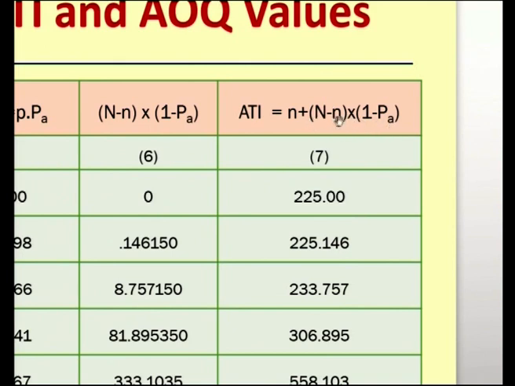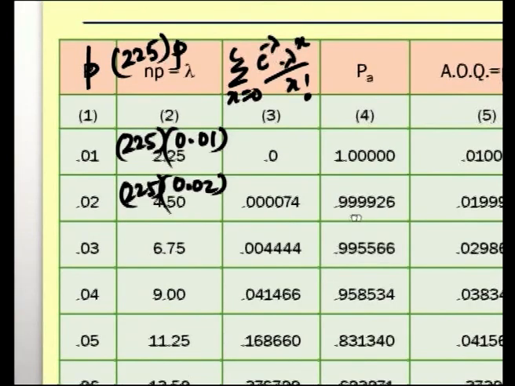Since N minus n into 1 minus PA is 0 here for the first value, we have only n, which is 225, therefore 225 plus 0 gives you 225. Next, this value is e power minus lambda, lambda power x by x factorial, where x ranges from 0 to 14 and lambda is 4.5. So e power minus 4.5, 4.5 to the power 1 divided by 1 factorial is 0.000074.